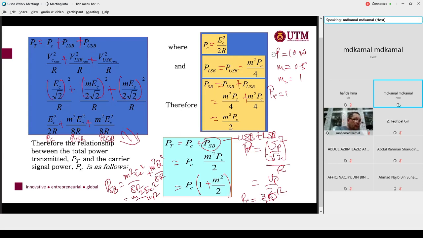The total power transmitted for the AM signal is equal to your Pc, which is 10 watt, times 1 plus m, which is 0.5, squared over 2. So what is the value that you get now? Can you give me the answer? PT is 10 multiplied by 1 plus 0.5 squared over 2. Okay, so what's the answer that you get here?